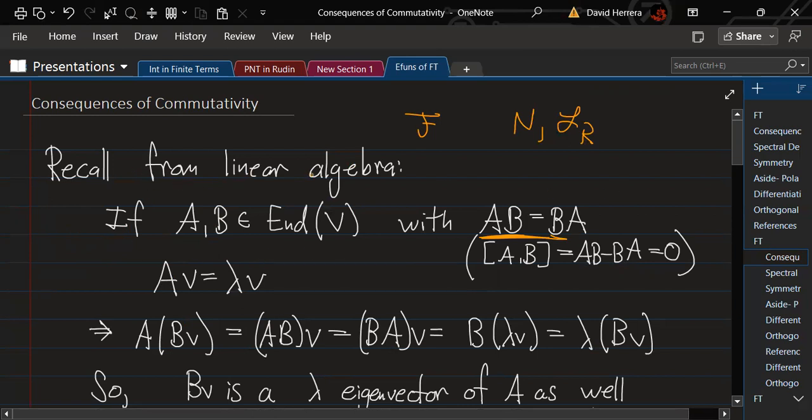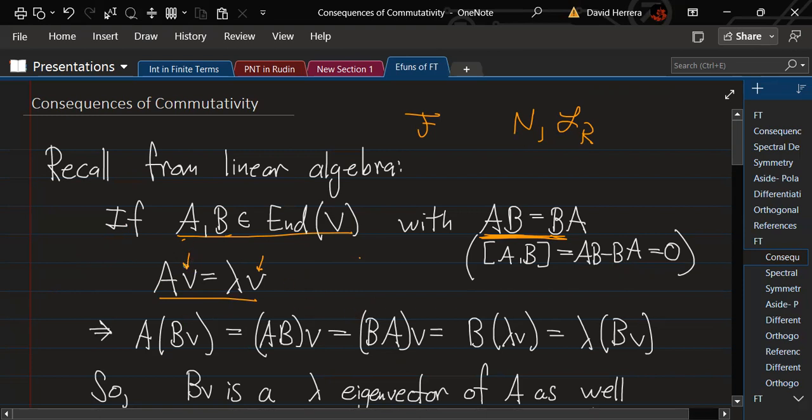So recall from linear algebra that you have A and B. Now, they are endomorphisms on some vector space, and what that means is that they're just linear operators on a vector space. Basically, you could think of them as matrices. And we're going to assume that AB is equal to BA. So they commute. People write it as the commutator of A and B, which is AB minus BA. Well, if AB is BA, that means this is 0. So we have some operators on a vector space, and we're going to assume that we have an eigenvector. So V is an eigenvector.